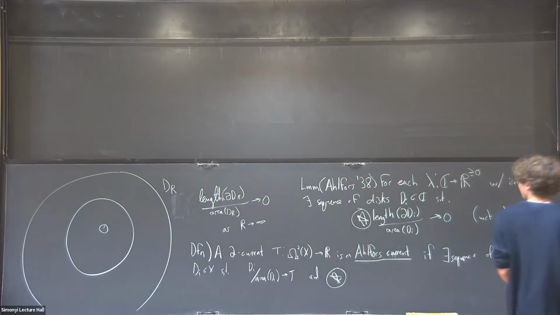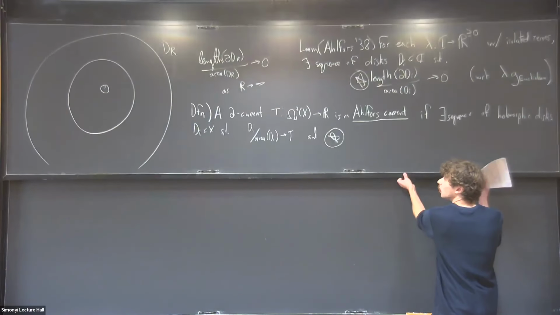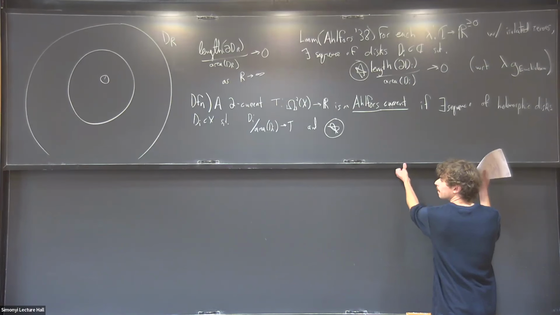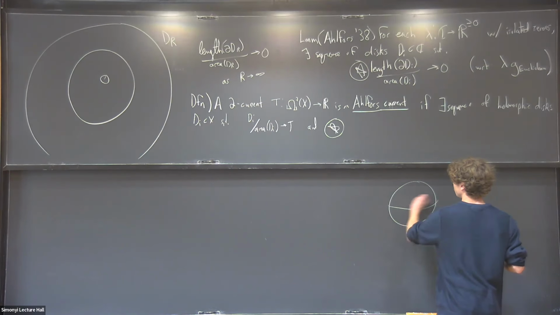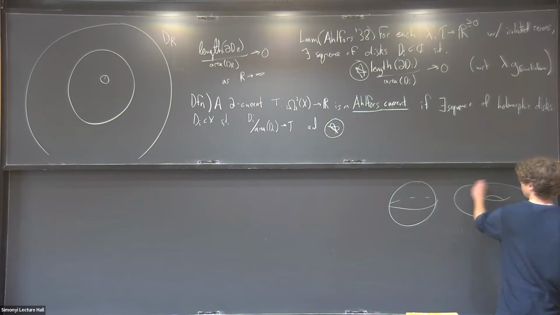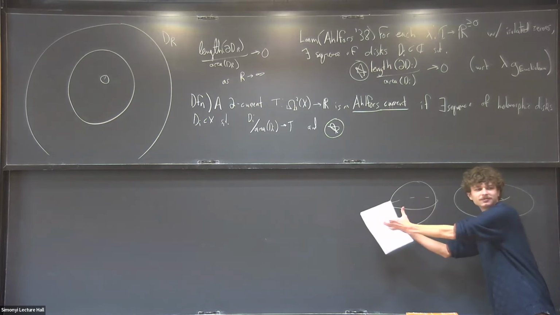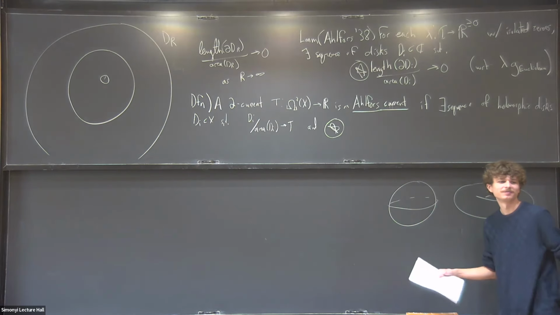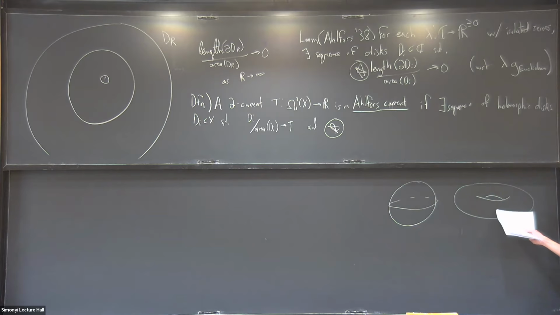And just let me give two examples. The basic ones are just rational and elliptic curves. So for a rational curve, you just take disks, missing some small set. And then for the elliptic curve, you just take large disks in its universal cover.